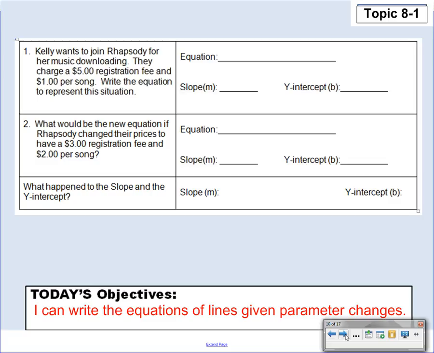Kelly wants to join Rhapsody for her music downloading. They charge a $5 registration fee and $1 per song. Write the equation that represents this situation.